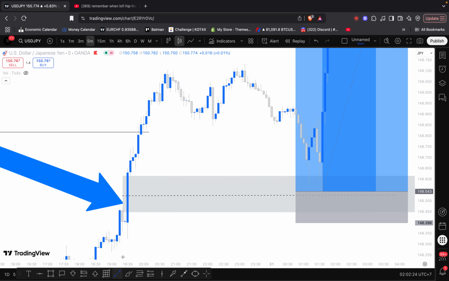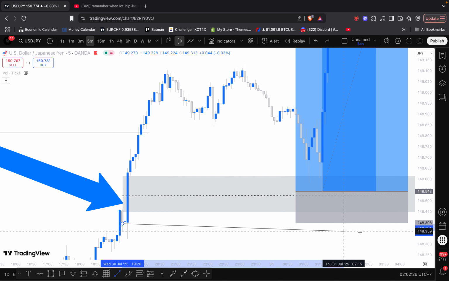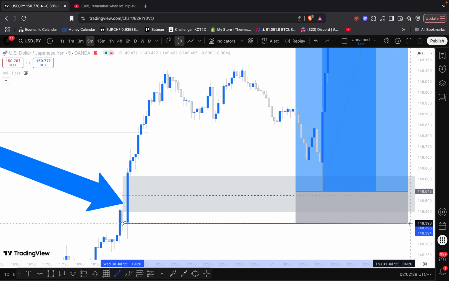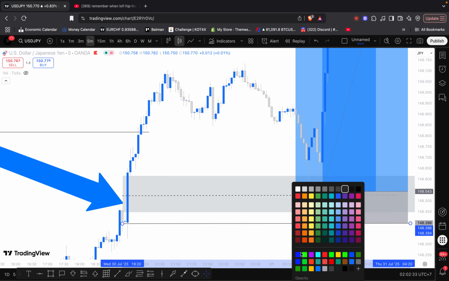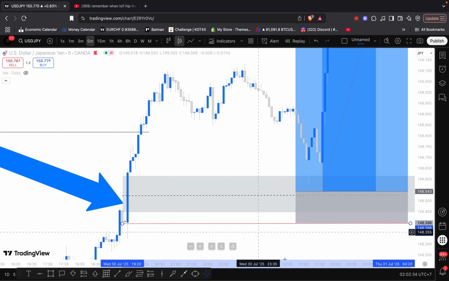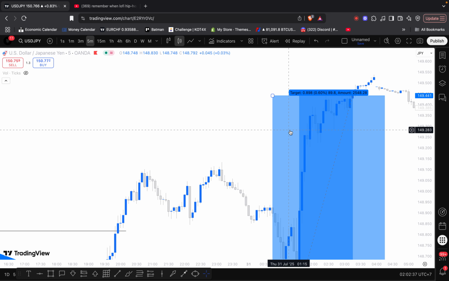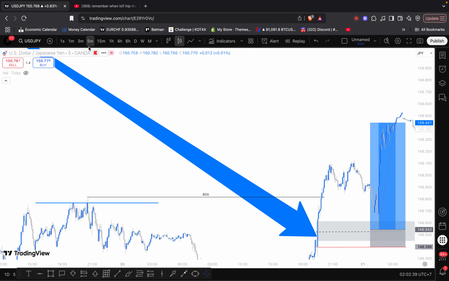So yeah, this stop loss specifically. Let me write it out for you guys. This stop loss specifically was right here, and we'll actually color it red, and then the take profit was up here, and I'll show you.